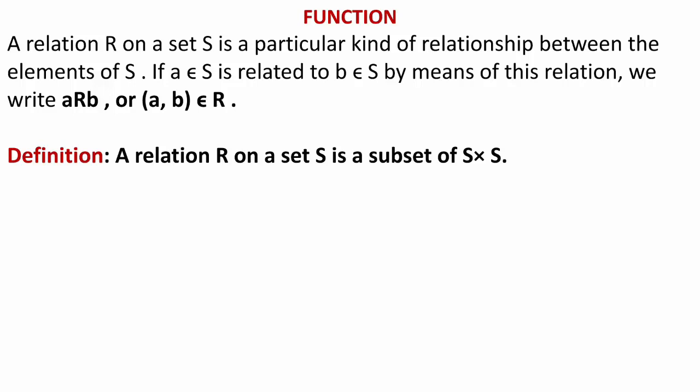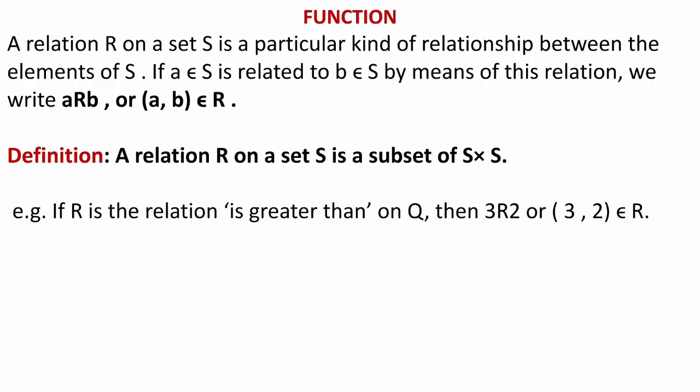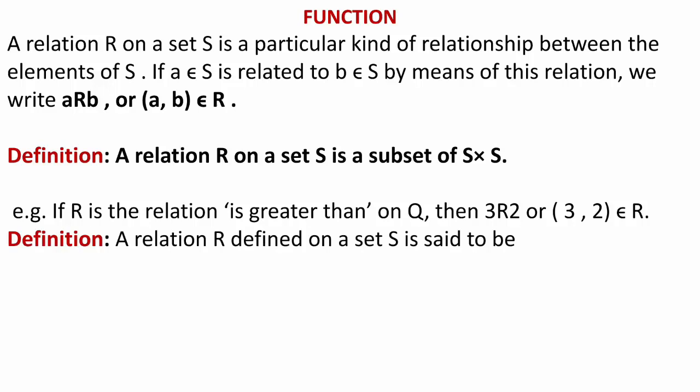A relation R on a set S is a subset of S cross S. For example, if R is the relation "is greater than" on Q, then 3 is related to 2, or the ordered pair (3, 2) belongs to R, as 3 is greater than 2.